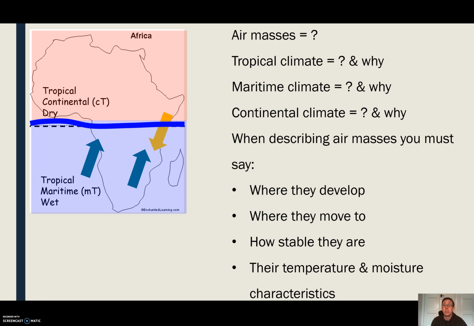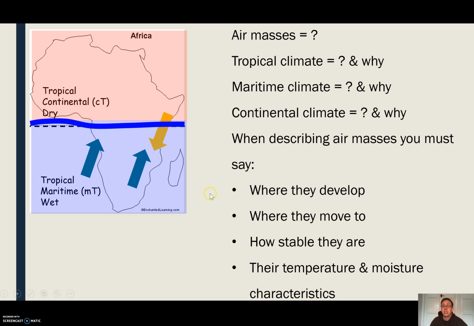Now the tropical continental air mass, first by tropical, we just mean that it's warm. So it's a warm air mass, both air masses are warm. By it being continental, we're talking about the fact that it's very, very dry, there's very little moisture in that air mass. And then flipping that, when we talk about the tropical maritime one, again it's tropical, so it's warm. And when we're talking about that it's maritime, we're getting at the fact that it's very wet.